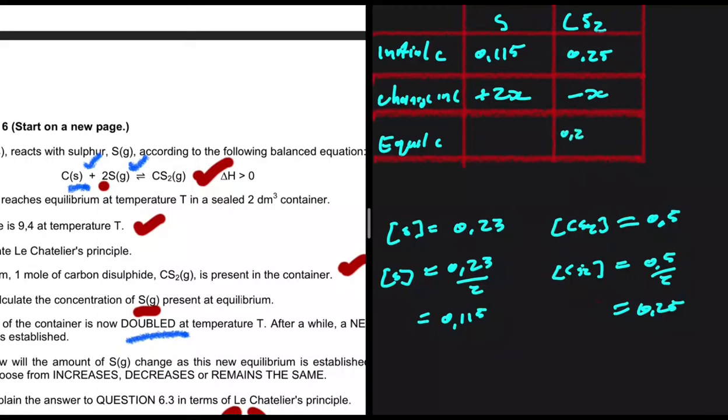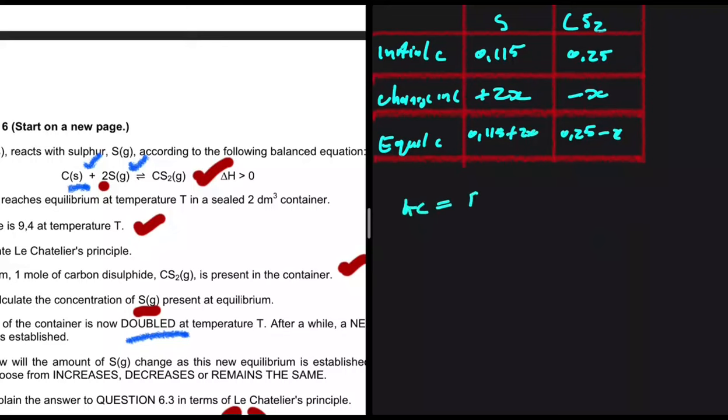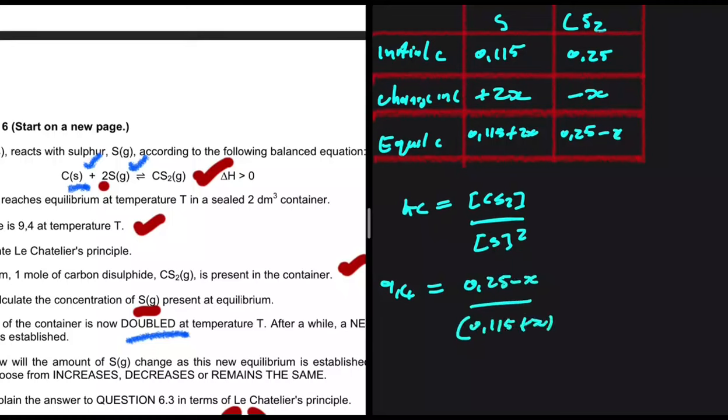So we have 0.25 minus x, and 0.115 plus 2x. We're going to have Kc being equal to the concentration of CS2 divided by the concentration of sulfur squared. So 9.4 is equal to 0.25 minus x divided by 0.115 plus 2x squared. This is our Kc expression.